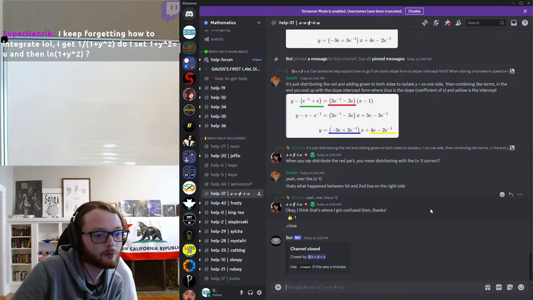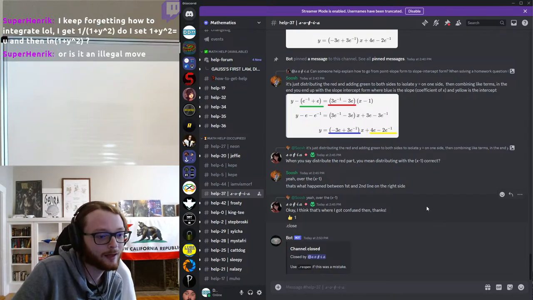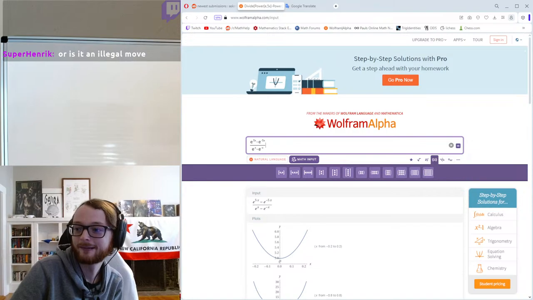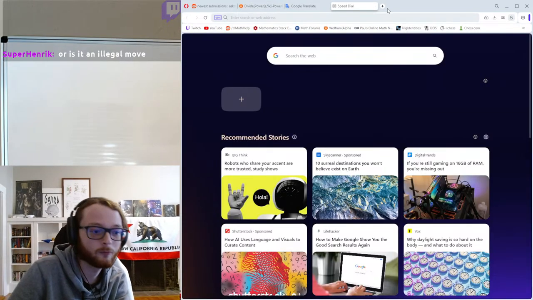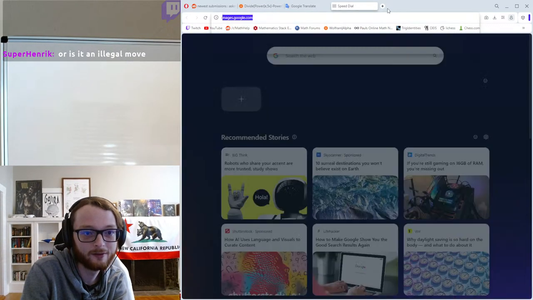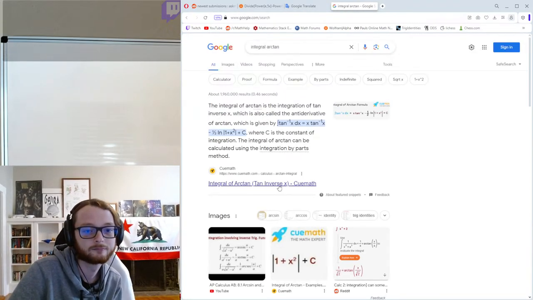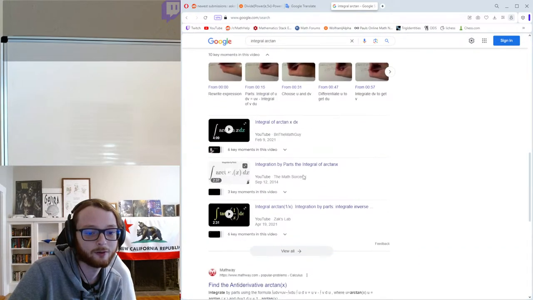How to integrate 1 over 1 plus y squared. No. That's not... I mean, it's legal if you do it right, but it doesn't help you. Or actually, no. You definitely will not get that result. The integral of 1 over 1 plus y squared is arctan. No, I don't want the integral of arctan. I want the integral resulting in arctan.